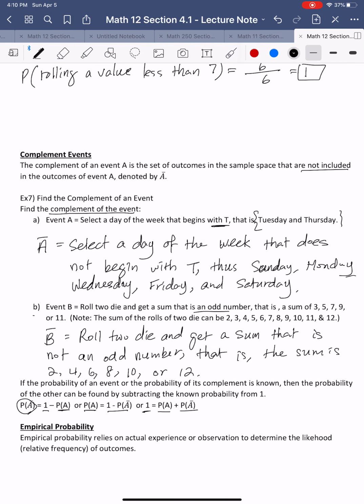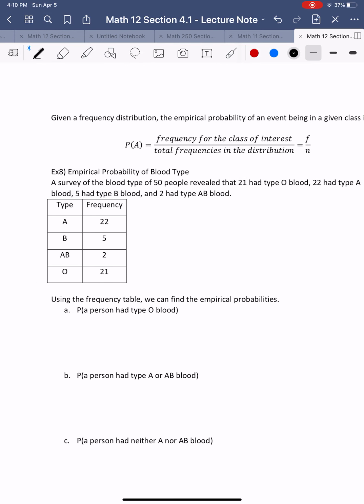Empirical probability relies on actual experience or observation to determine the likelihood, the relative frequency of the outcomes. So this is a probability rule. We talked about that in the previous chapters, okay? Let's go to the next page.